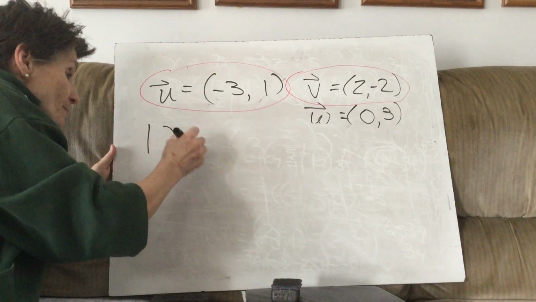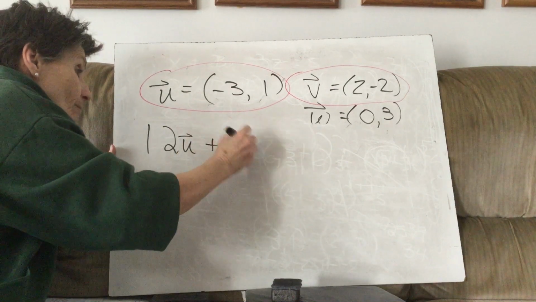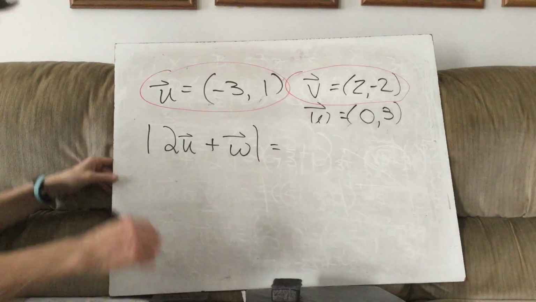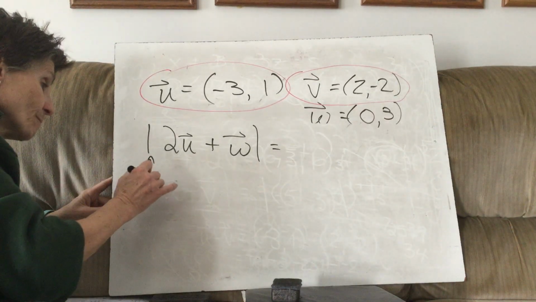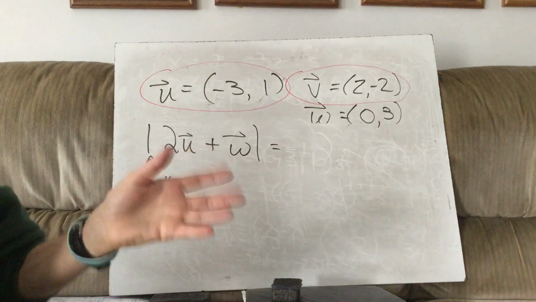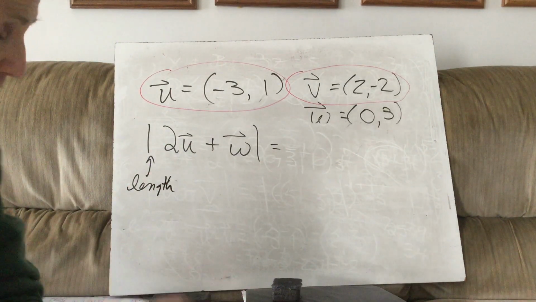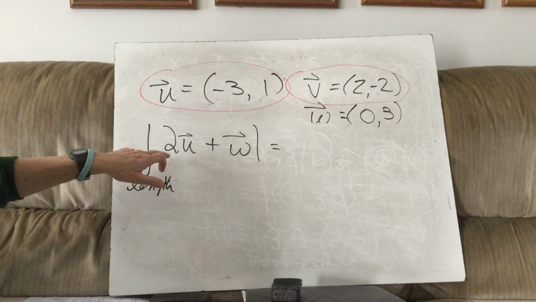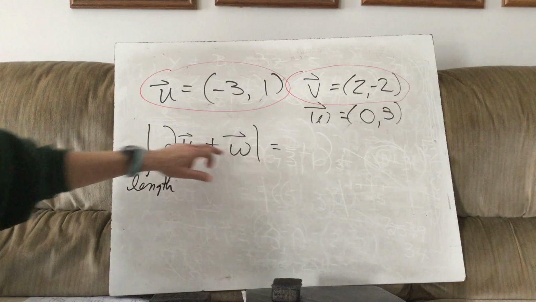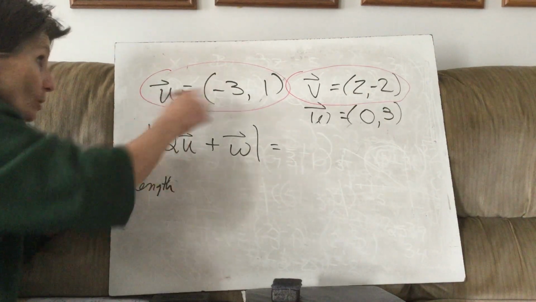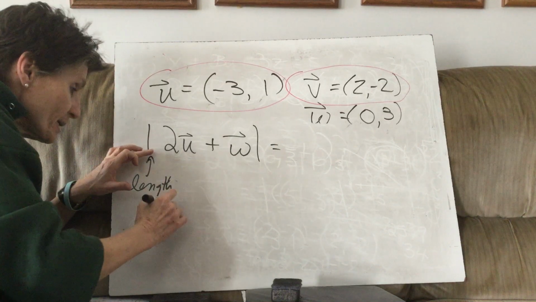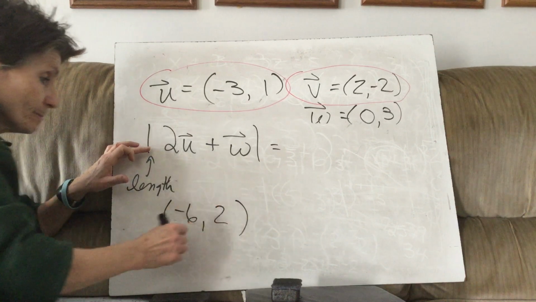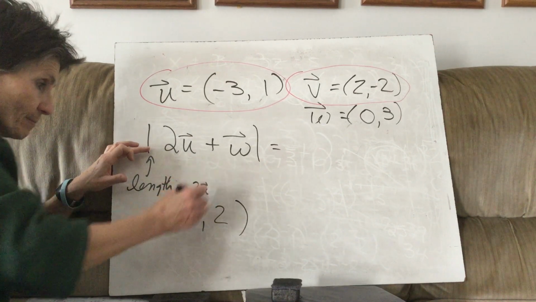And the last problem. Now again, this means we're going to be doing length, we're going to be doing magnitude, which means we will be doing the whole square, square, add them up and square root, the whole Pythagorean Theorem thing. But before we do that, we need to do 2u and then add that to w. So here's u. What would 2u be? 2u would be -6.